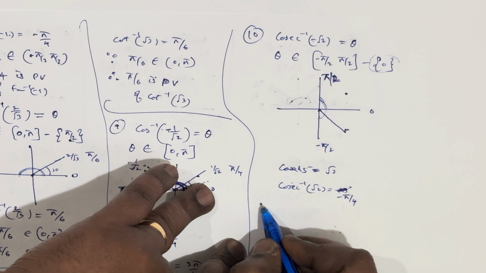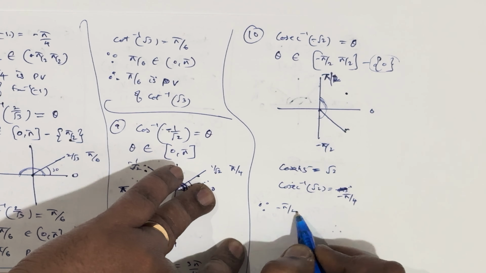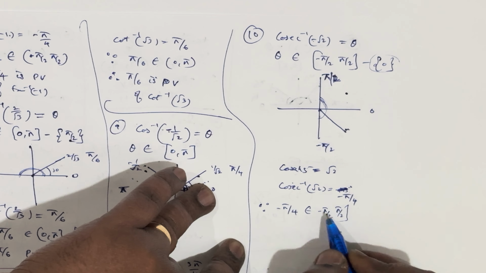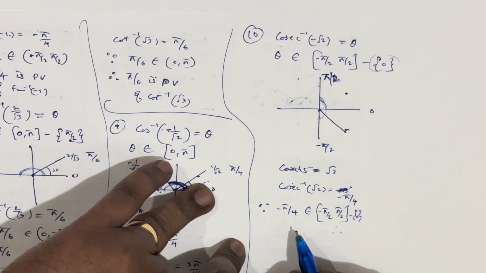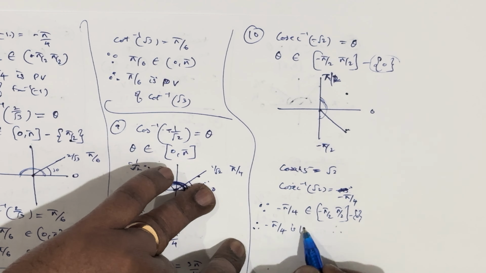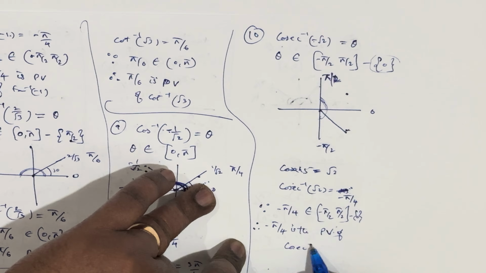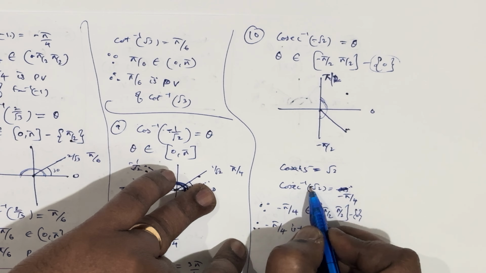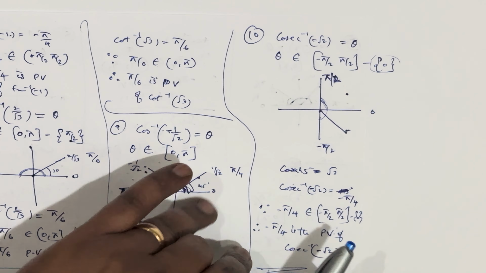And the reason is, since negative pi by 4 belongs to the range minus pi by 2 to pi by 2, closed interval minus 0, therefore minus pi by 4 is the principal value of cosecant inverse negative root 2. Okay, that's it.